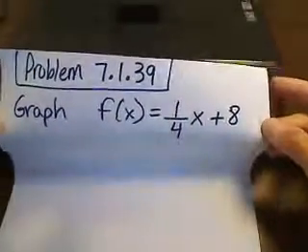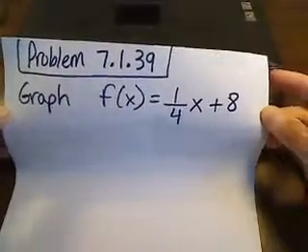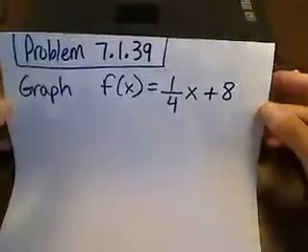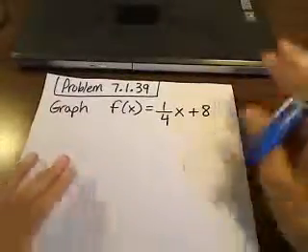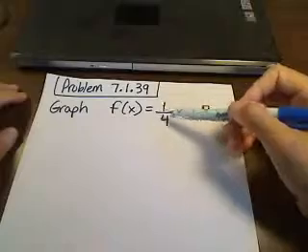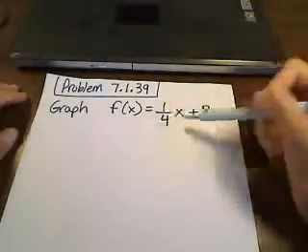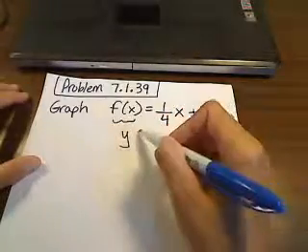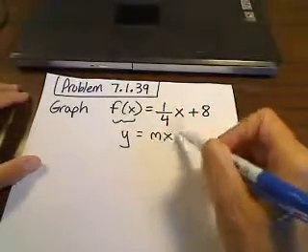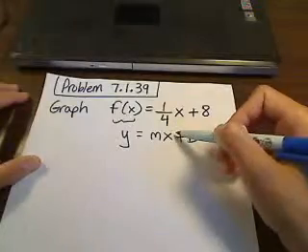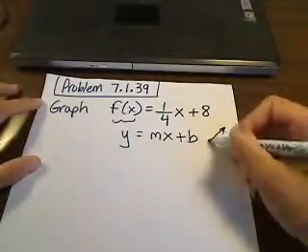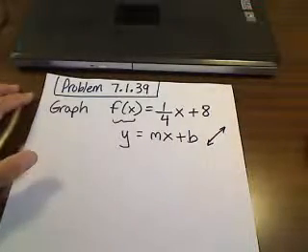Okay, so this is problem 7.1.39, and we're asked to graph f of x equals 1/4 x plus 8. The first thing we should know is that this is in the y equals mx plus b form. f of x is the same thing as y, and the highest power on our x is a 1. So this is linear, meaning the graph is going to look like a line.